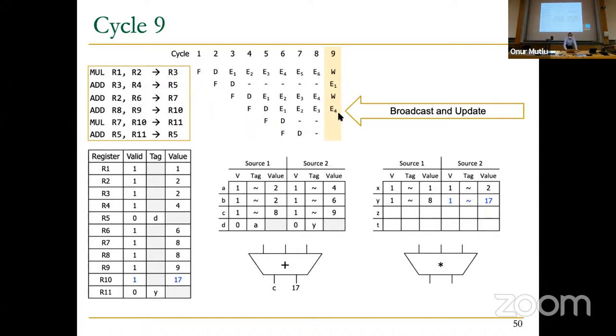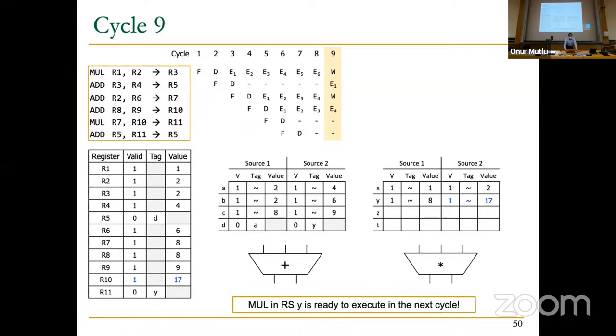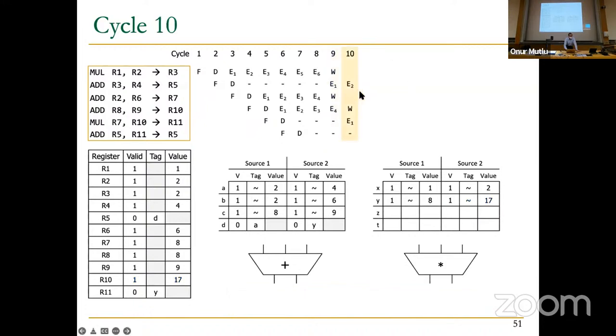So this instruction is broadcasting its value. So you can take a look at that. Basically C is broadcast on the tag because that's C and value 17, 8 plus 9 is 17 as you can see, is broadcast also. So once that gets broadcast, R10 becomes 17 and valid. And this over here becomes valid and 17 also. So now this instruction in the multiply reservation station entry Y can get dispatched in the next cycle. So in the next cycle, that instruction starts executing, as you can see.